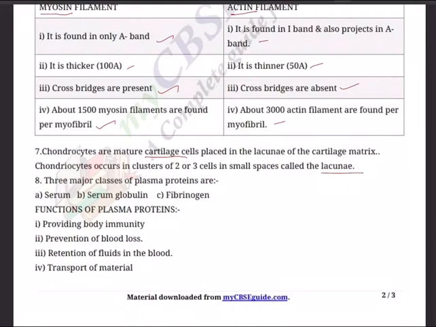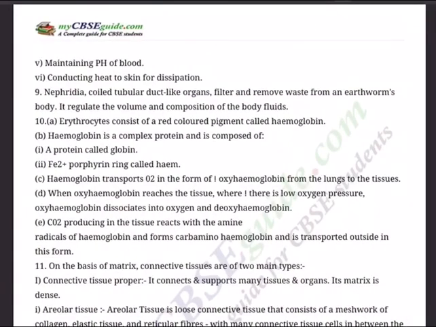3 major classes of plasma proteins are serum albumin, serum globulin and fibrinogen. Functions of plasma proteins: providing body immunity, prevention of blood loss, retention of fluids in the blood, and transport of material. These are the important functions that plasma proteins perform. And then most important, it is maintaining pH of the blood. If pH is not maintained, lot many negative things will happen in our body. Conducting heat to skin for dissipation.